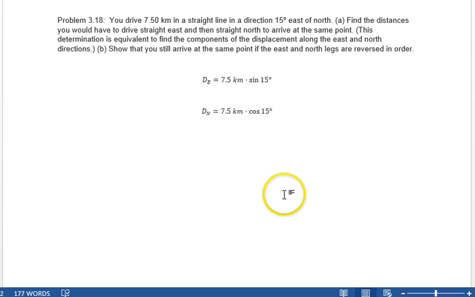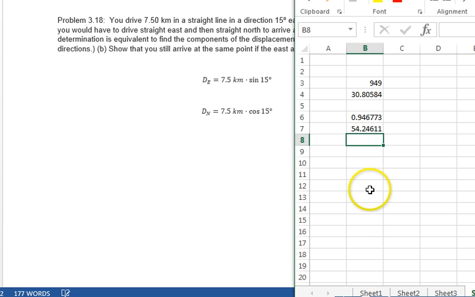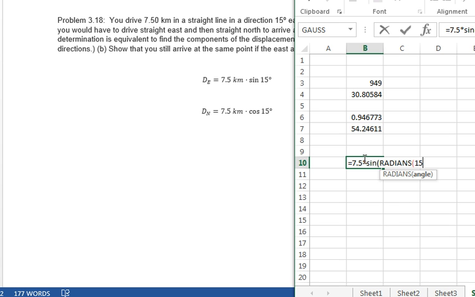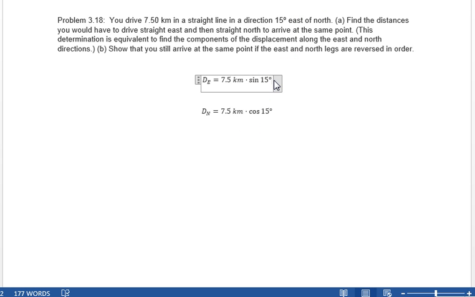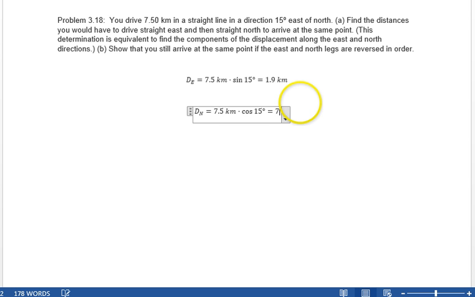What do they equal? 7.5 times the sine of 15 degrees, converting 15 degrees to radians, and 7.5 times the cosine, again converting 15 degrees to radians. So the distance you go east is 1.9 kilometers, and the distance you go north is 7.2 kilometers.